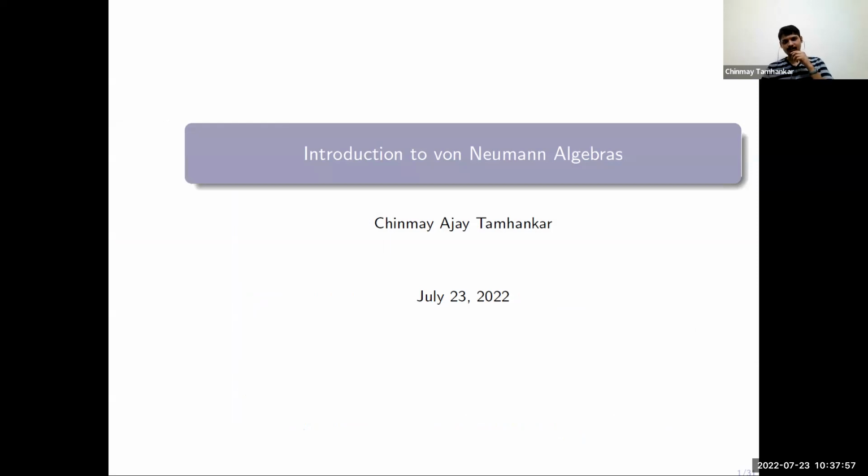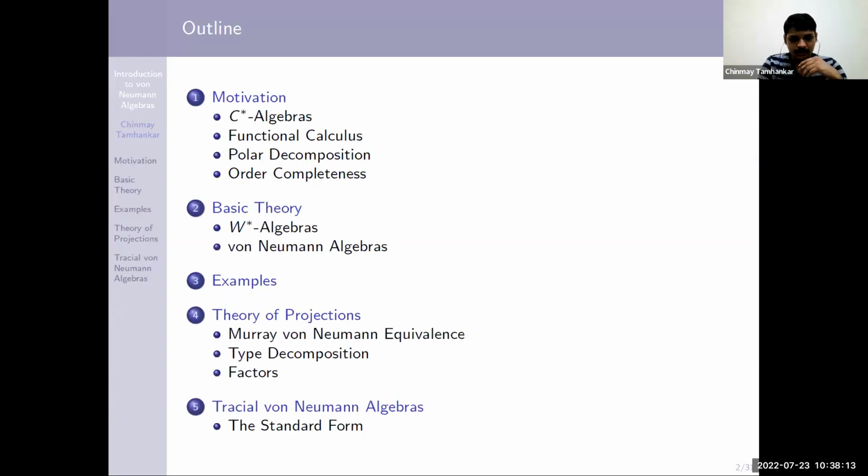Hello everyone. So as we are giving an introductory talk on von Neumann algebras, and this is an introductory talk, so please feel free to interrupt if you have any questions. Okay, so I'll first be giving motivation on why we define these von Neumann algebras. Then I will go through the basic theory, a few examples, and then the so-called theory of projections, and then we'll briefly look at the hyperfinite von Neumann algebras. So this is the plan, and I plan to spend quite some time on the motivation part.